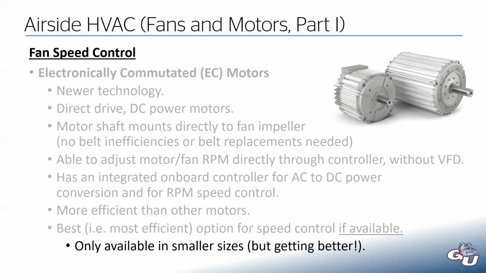The energy code now in Washington basically says if you have a motor that is 1 horsepower or less, you have to use EC motors. They require it. But now we can get 3 horsepower, 5 horsepower motors or comparable sizes in an EC version. So they are getting bigger.